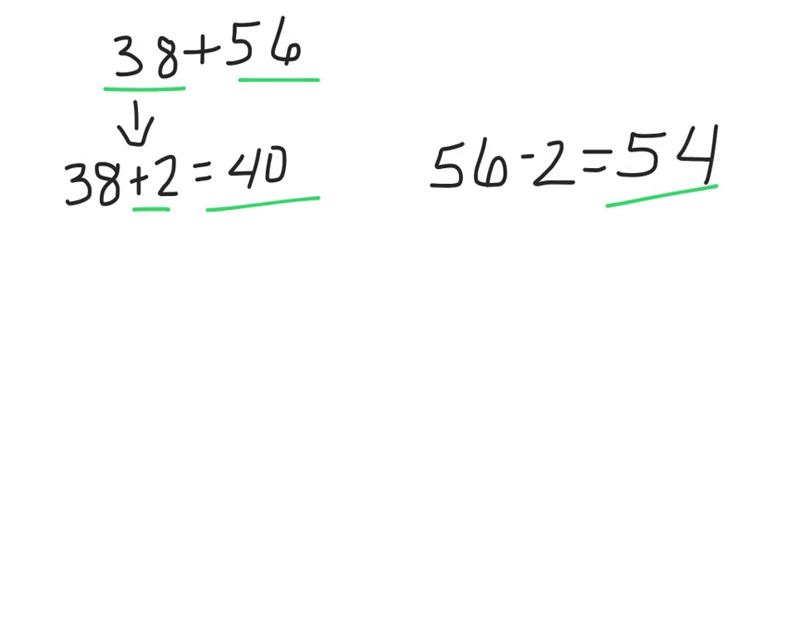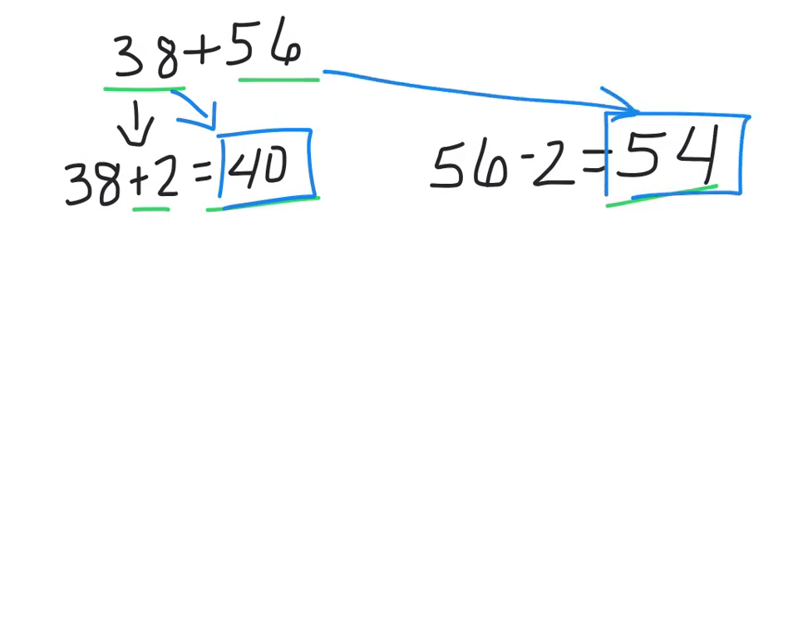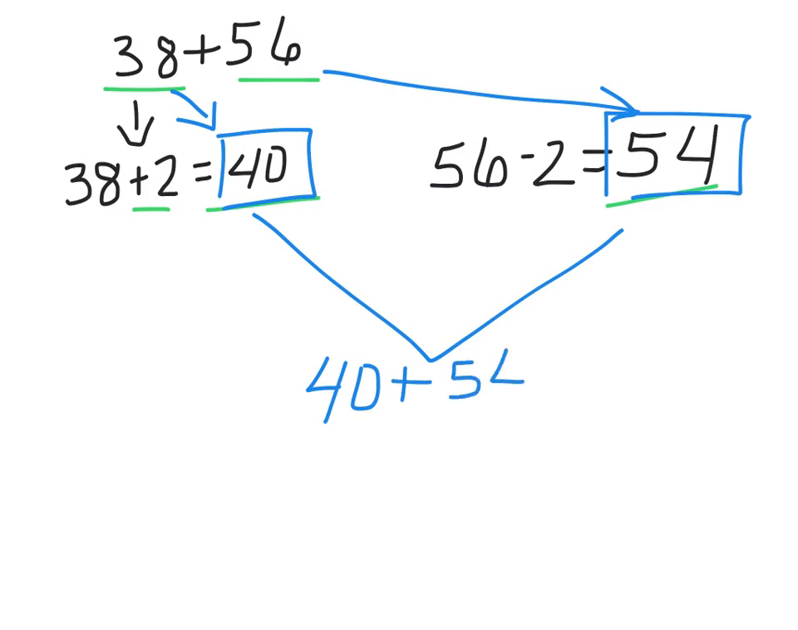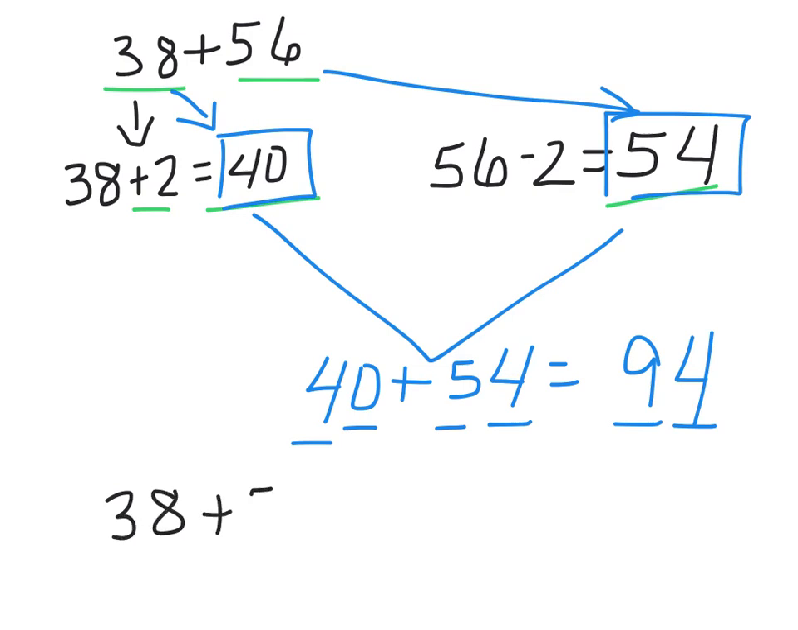Next, what we need to do is to find the sums of the numbers we have now. So now we have 40, right? 38 became 40, and we have 54. 56 became 54. So we will add these two together. 40 plus 54 equals 94. Or 4 tens and 5 tens equals 9 tens. 0 ones and 4 ones equals 4 ones. So 38 plus 56 equals 94.